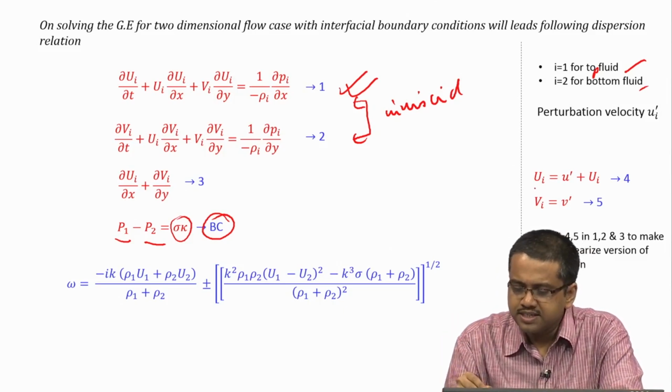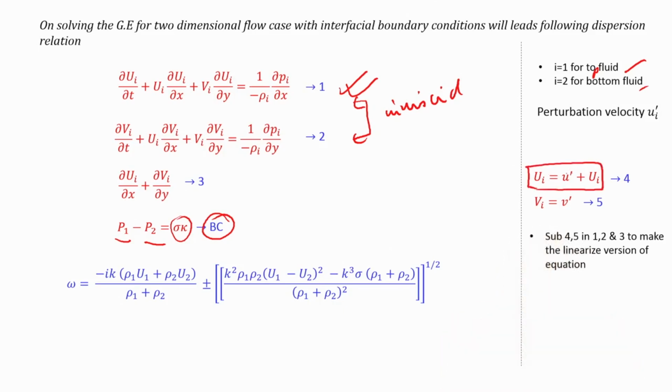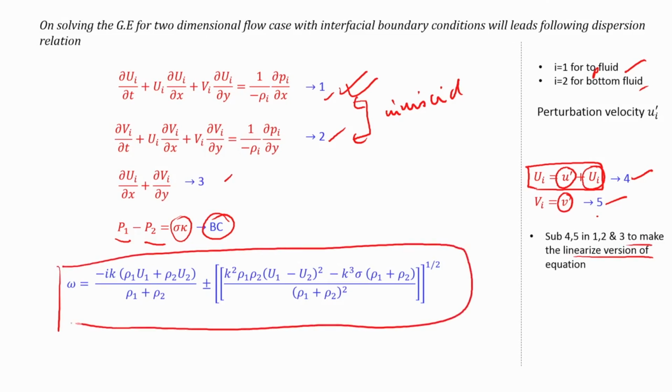Now, as we learnt earlier, your UI has a base component and a fluctuating component on top of that. Your Vi only has a fluctuating component. So, if this is 4 and this is 5, if we substitute them in these 3 equations over here, and in order to make a linearized version, one can show, and you can do the math yourself in your spare time, that the growth rate is given by this particular form.